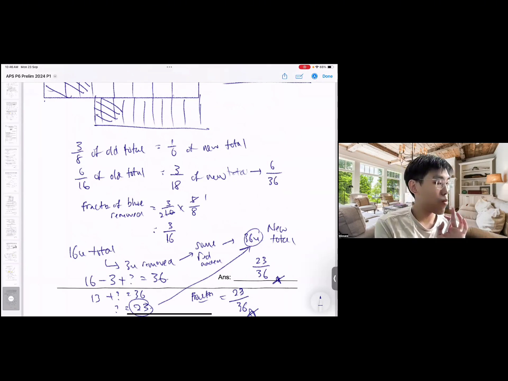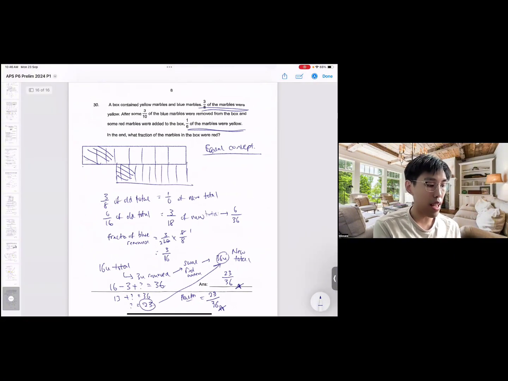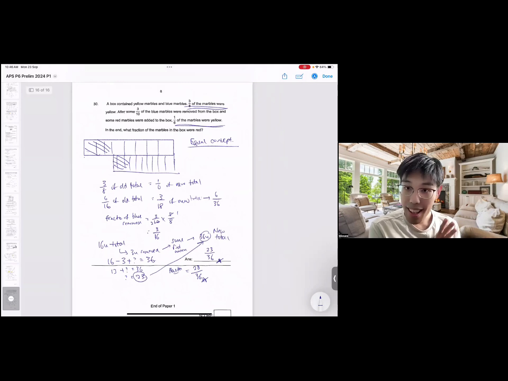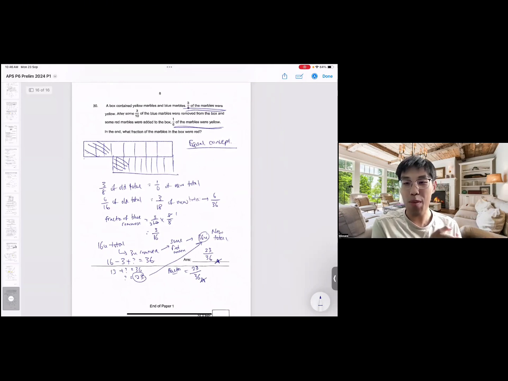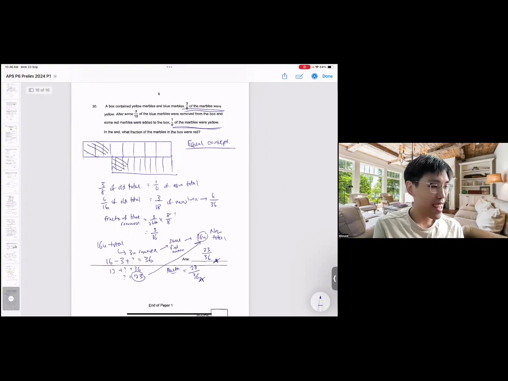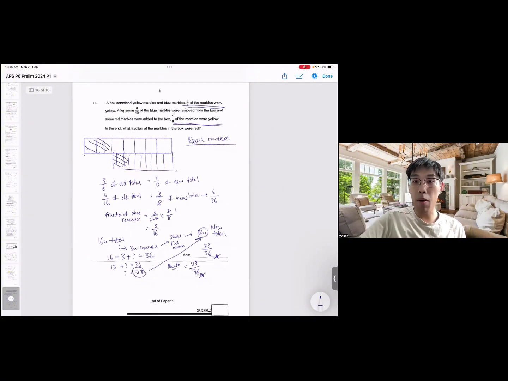To think a bit more into how can we make the numerator and denominator work in our favor. Okay, so this is for question 30. Yeah, and this is the official end of paper 1. Okay, there they say end of paper 1. So this is for paper 1.